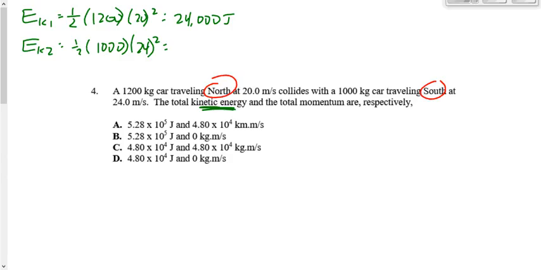Is that right, 24,000? Or is it 240,000? 240? The zeros just didn't look right there. Thank you. And this one I don't know. 24 squared, can't do this one in my head. 24 squared times 1,000 times 1/2 gives me 288,000.